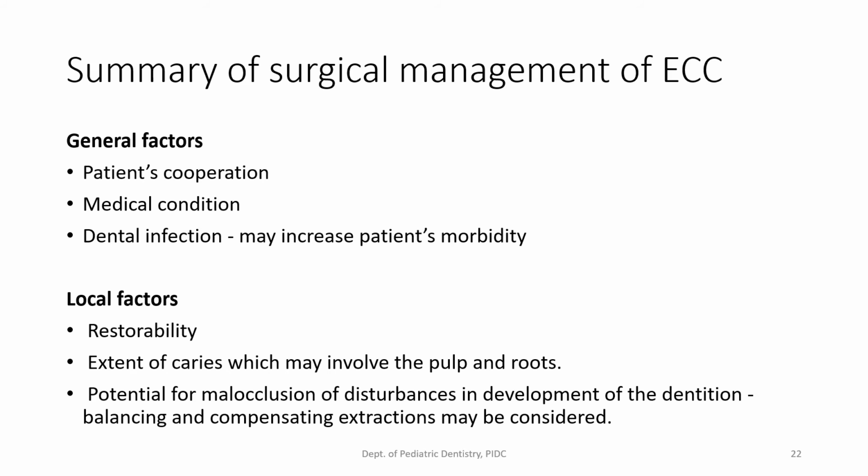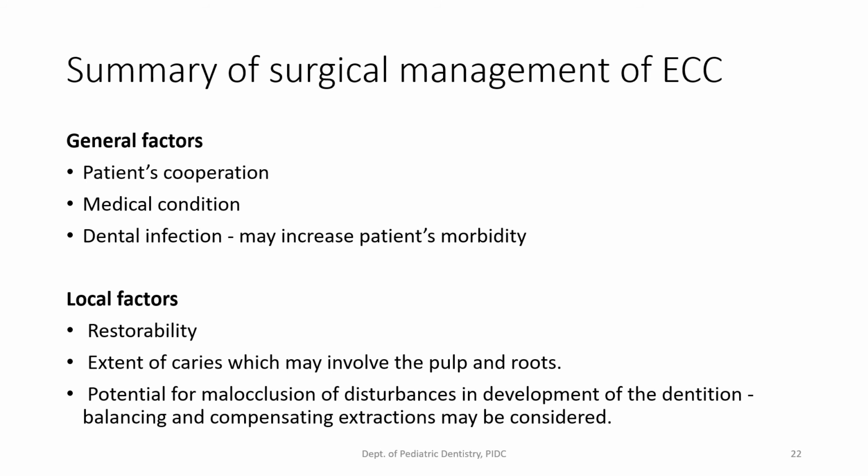Then the local factors, we need to look at the restorability of the crown. If the crown is unrestorable, better go for extraction. If the crown is restorable, only then do you attempt any kind of restorative treatment or pulp therapy followed by restorative treatment. Extent of caries which may involve pulp and the roots are really not amenable to surgical restoration, and they have to go for extraction. Potential for malocclusion or disturbances in development of dentition, balancing and compensating extractions may be considered.